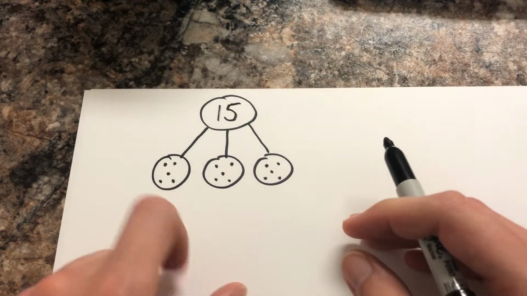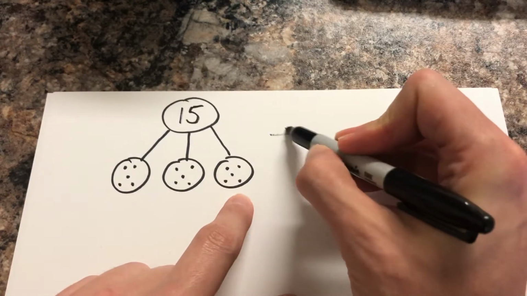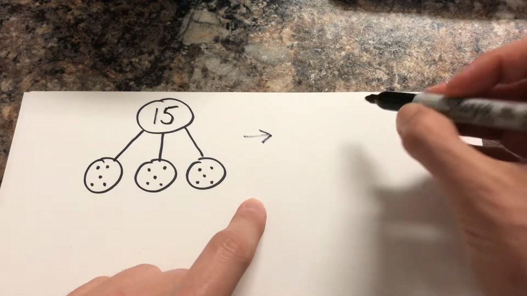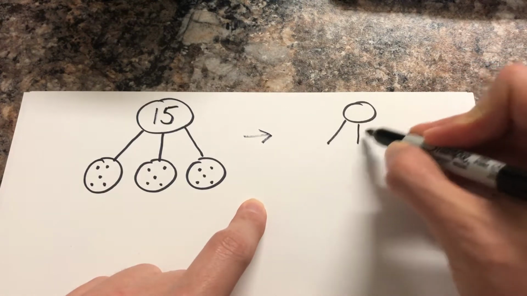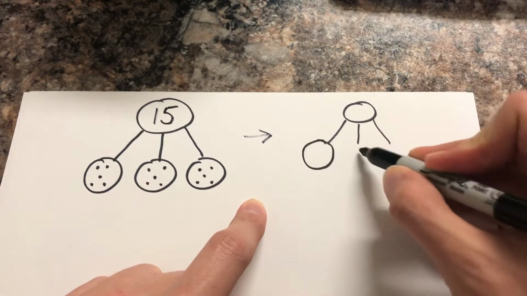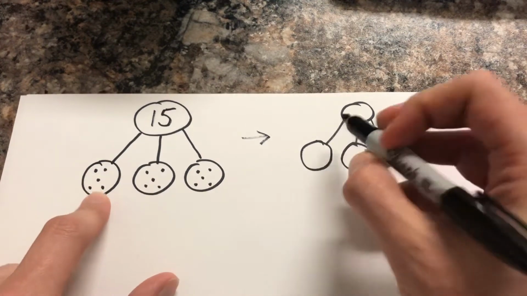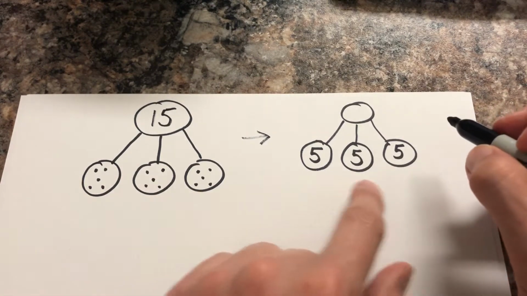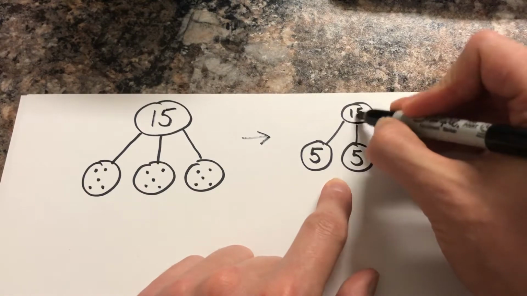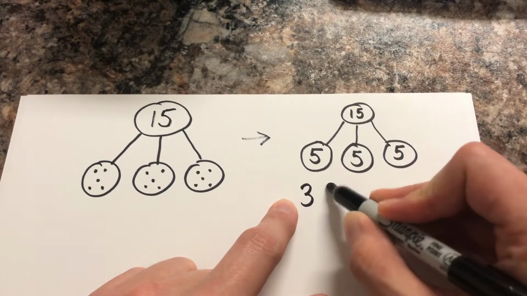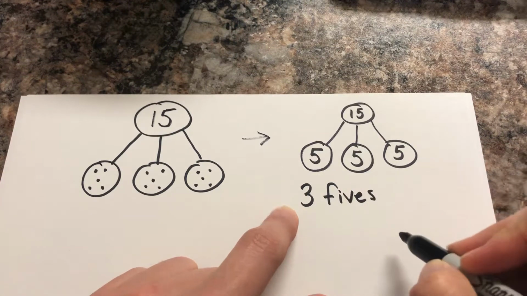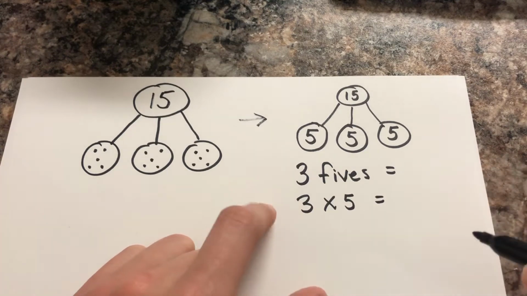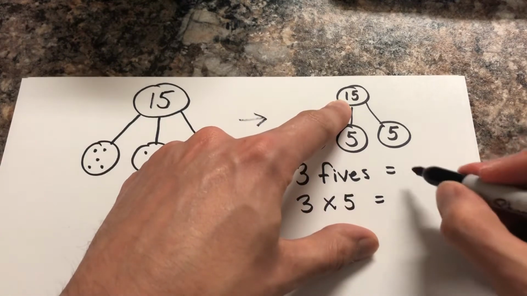And instead of these dots, let's rewrite it as numbers. There's 5 dots in the first one, 5 dots in the second one, 5 dots in the third one. That makes 3 5s. That's 3 5s, or 3 times 5. And what does it equal? The total is 15.